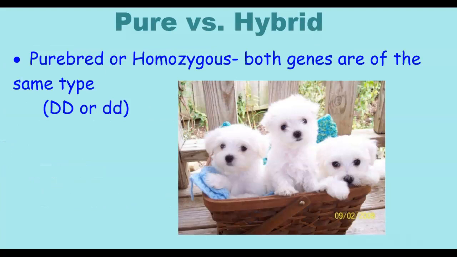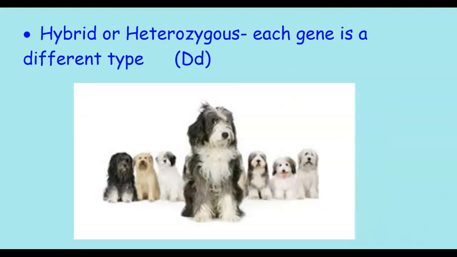When something is pure, we're talking about it having the same type of gene in both, so two dominants or two recessives. Sometimes called homozygous, which means same. Hybrids or heterozygous have different genes. In this case, capital and lowercase, a dominant and a recessive.